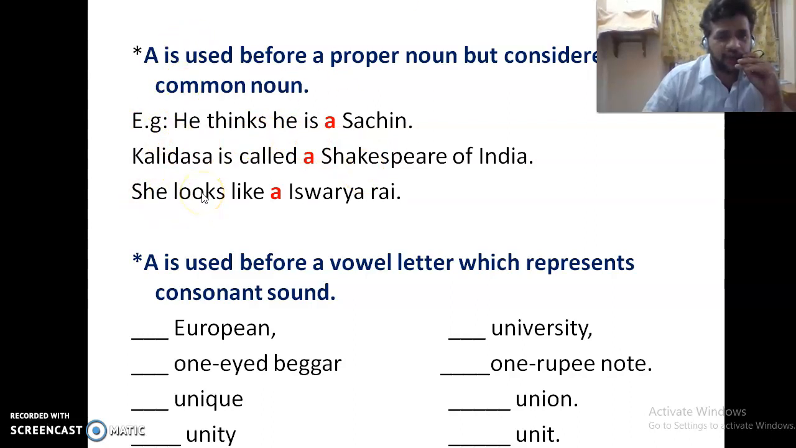Likewise, third example, she looks like a Aishwarya Rai. We are not directly talking about Aishwarya Rai. There is a bit of comparison between she and Aishwarya Rai, so that we use article A before the proper noun Aishwarya Rai, because Aishwarya Rai is used as a common noun in this context only. Okay, that is one important aspect.